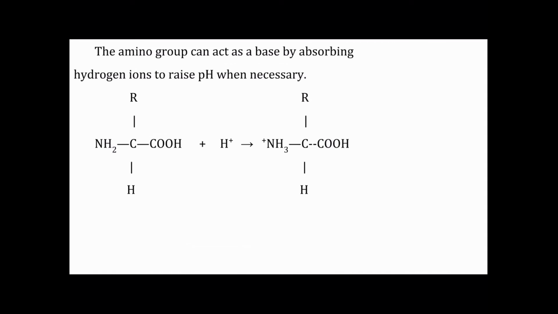If we look at the other side of the amino acid, the amino group can act as a base by absorbing hydrogen ions to raise the pH when necessary. So here in this equation, on the left, we have an amino acid. We can see the amino group on the left, the central carbon, and the carboxyl group on the right of that amino acid. We see the side group above and a hydrogen down below.